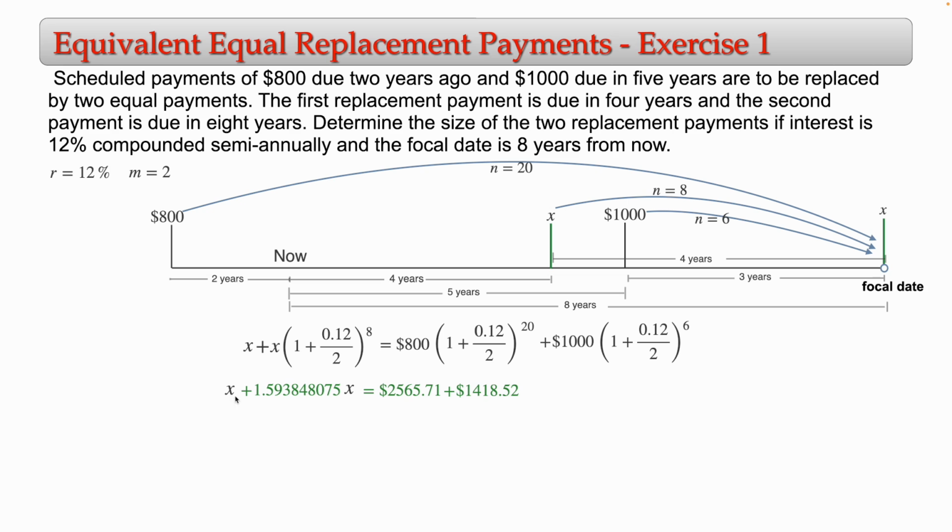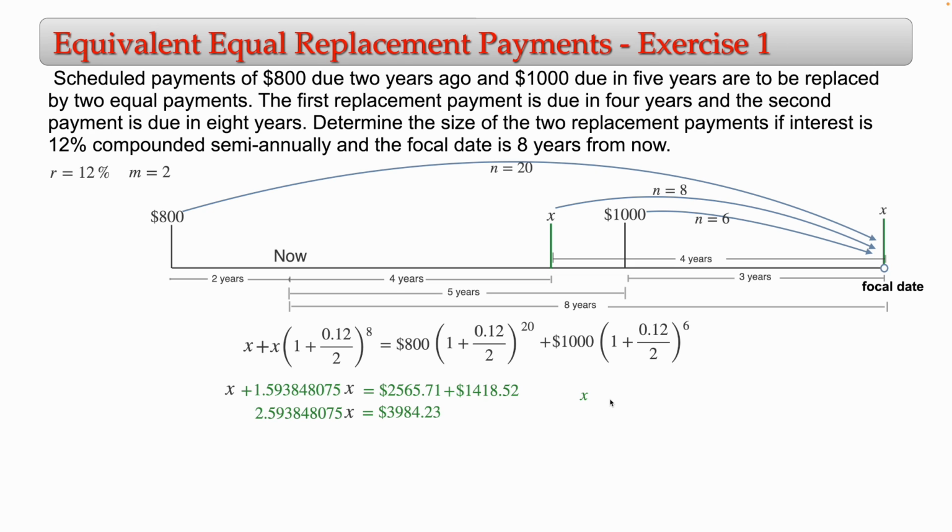So we add 1 plus 1.593848075, that will be 2.593848075x. And add these two numbers, so that will be 3,984.23. This is an equation that is very easy to solve. The only thing that you need to do is divide by this number. You cancel here, but it will appear dividing at the other side.